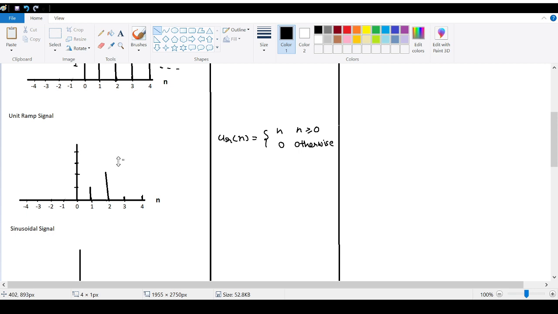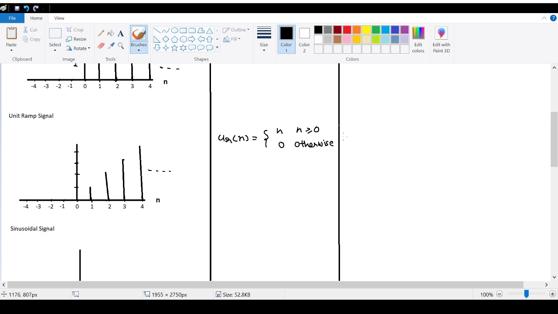When n is equal to 3, in that particular condition it is having the magnitude 3. So I will be considering this 3. For n is equal to 4, it is having the magnitude 4. So and so on.